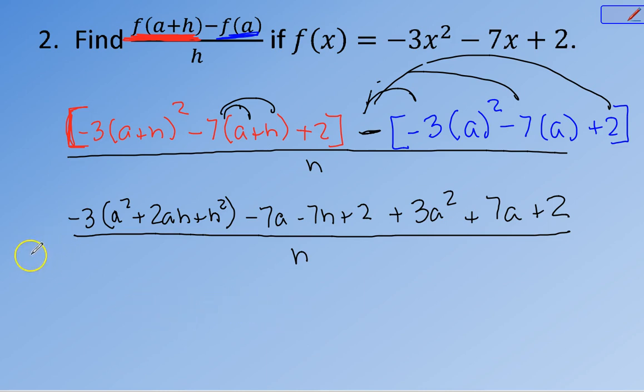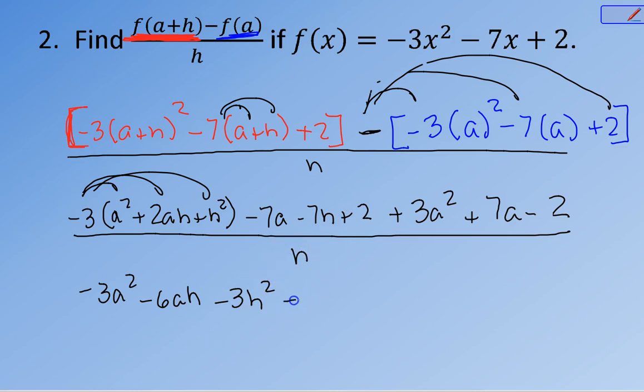What do I have to do now? Distribute it one more time. What's the matter? Where's the negative? Oh, it is a -2. Good eye. Thanks. I appreciate that because I would want that fixed up. There we go. Something's going on with this board. Don't you crash before I'm done. All right, so -3a squared minus 6ah minus 3h squared.